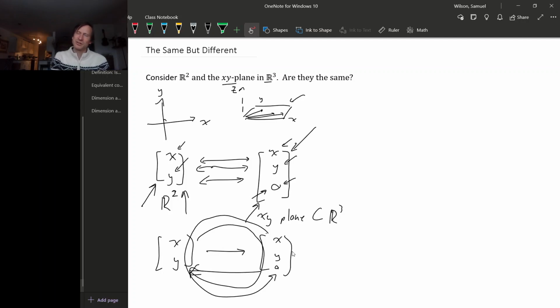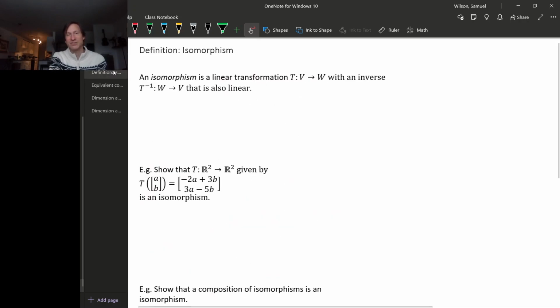So maybe that's what really makes these two subspaces look basically the same. It's that there's this cycle that you can do just by following linear transformations and always end up where you started. So for that reason, we're going to make this definition. We're going to describe this situation by saying that these two subspaces are isomorphic, and the transformation between them is an isomorphism.